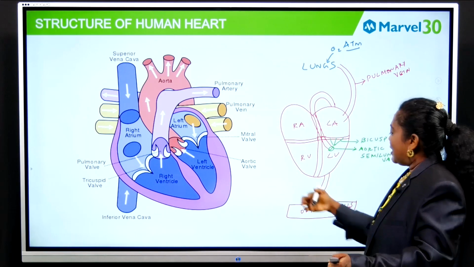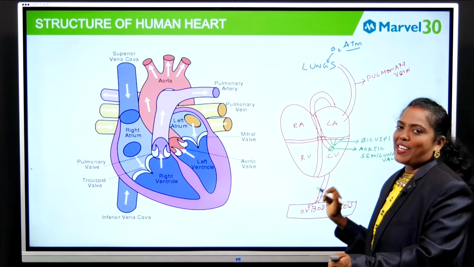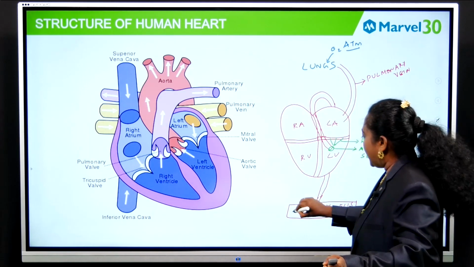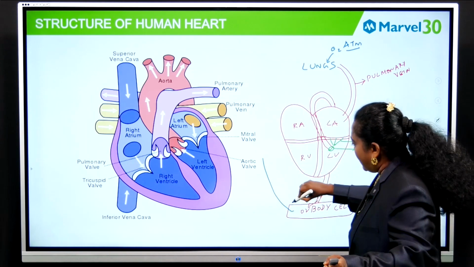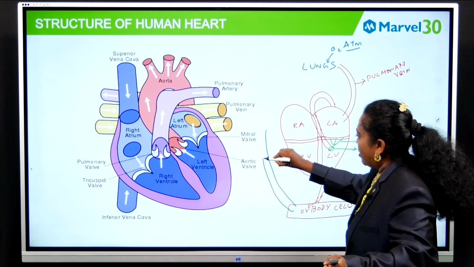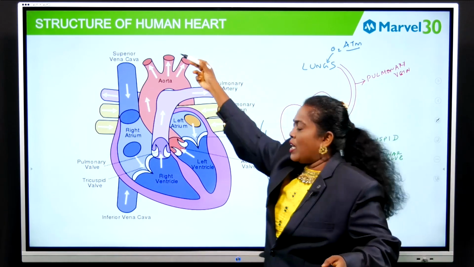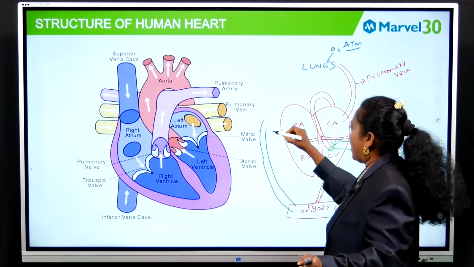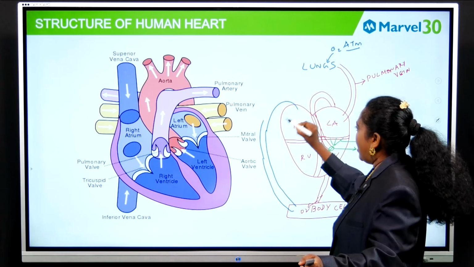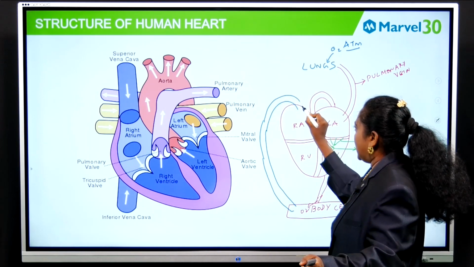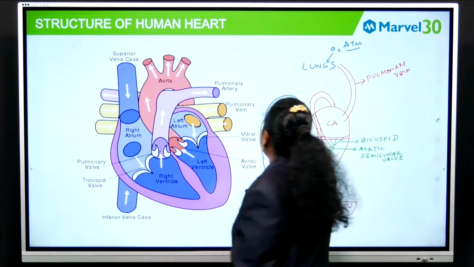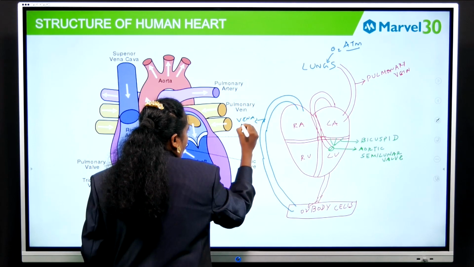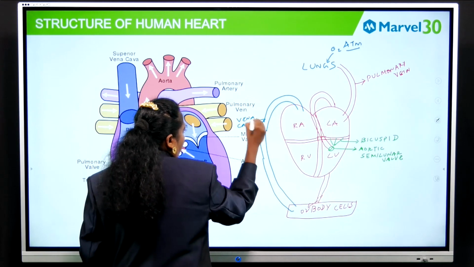Then the cells will release carbon dioxide. This carbon dioxide will be taken up by the vena cava. I have told you above the heart it is the superior vena cava, below the heart it is the inferior vena cava. So this vena cava will carry the deoxygenated blood. What is this? Vena cava. I am not mentioning inferior or superior, here it is both.